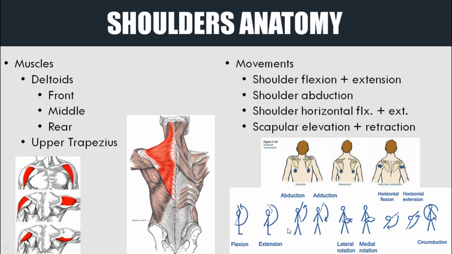We also have shoulder abduction. If you have the arm by the side of the body, and you lift the arm up overhead from the side, that's shoulder abduction, and that's the primary function of the medial deltoid, or the middle deltoid.